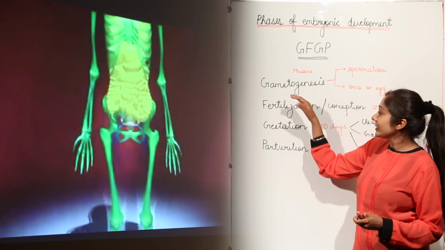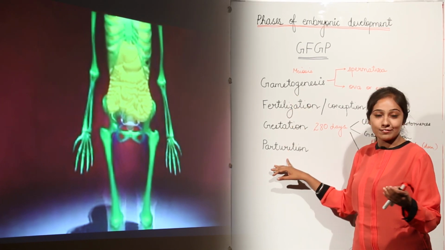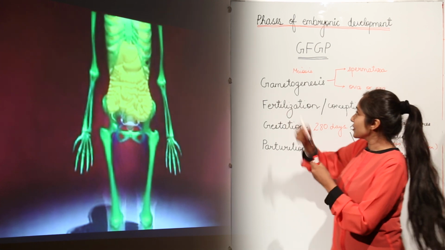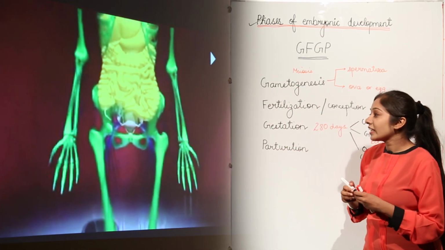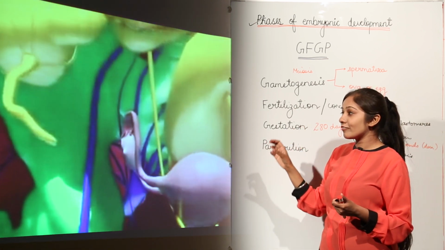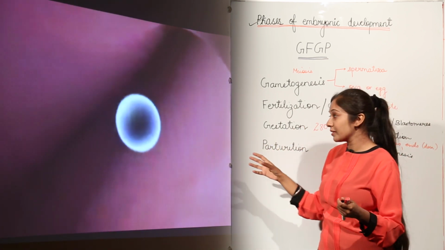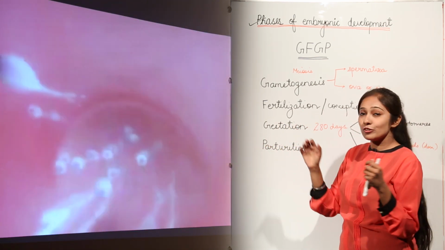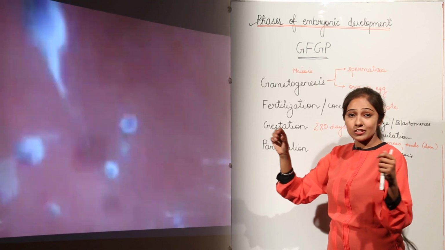So let us see these 4 phases of embryonic development to have an overview of these 4 phases through a very beautiful animation. Let's begin with that. As you know, the site for fertilization is the fallopian tubes in human females. This is an egg. Now this egg is going to fuse with sperms. You know that there are millions of sperms.